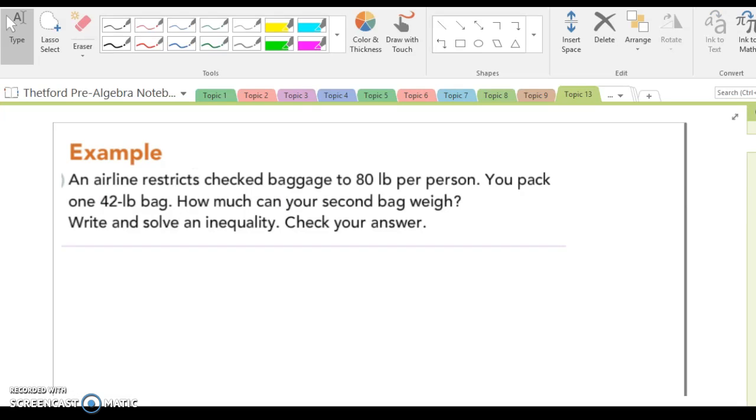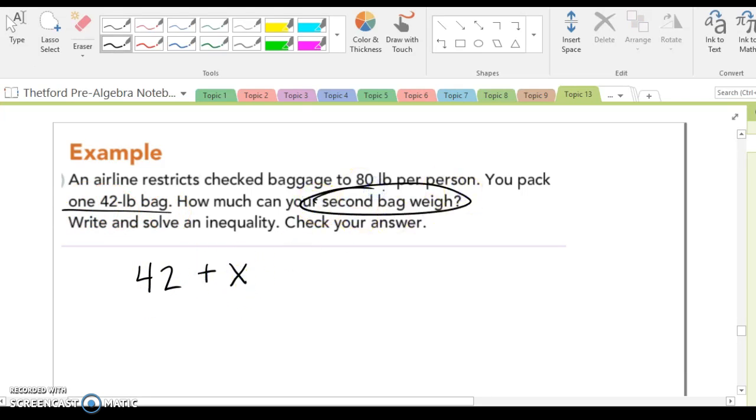All right, so let's try a word problem. An airline restricts checked baggage to 80 per person, so 80 pounds per person. You pack one 42-pound bag, and we want to know, well, how much does our second bag weigh? So that means I need to have another bag. And it needs to be less than or equal to 80. The reason that I know that it's 80 is because it says it restricts it to 80 pounds. And since it says "to" there, we know that it can also still be 80.